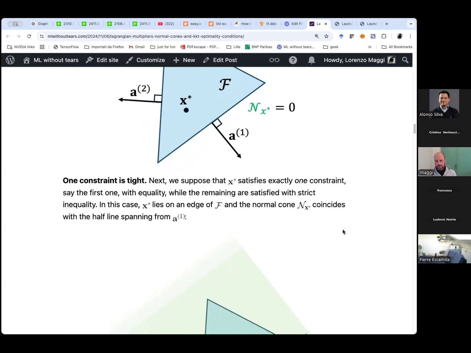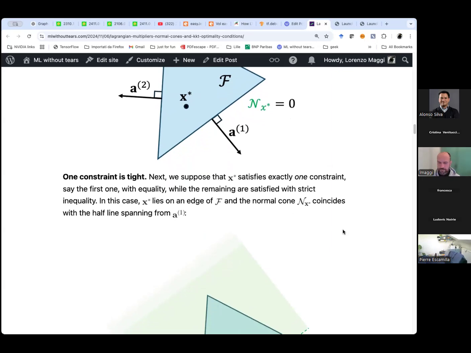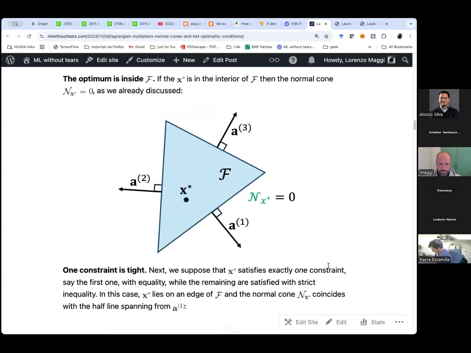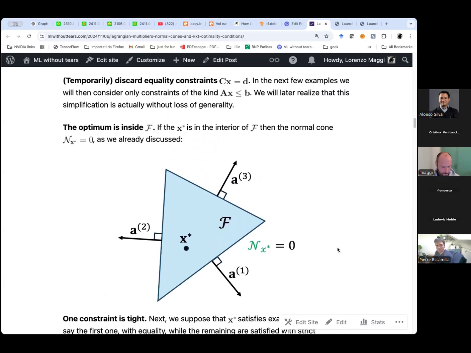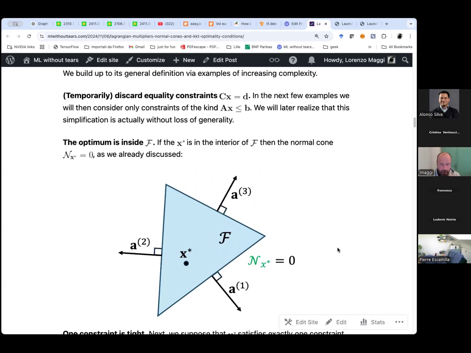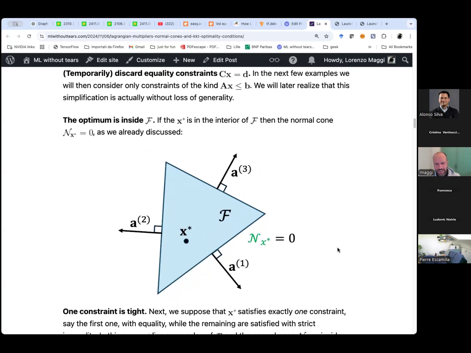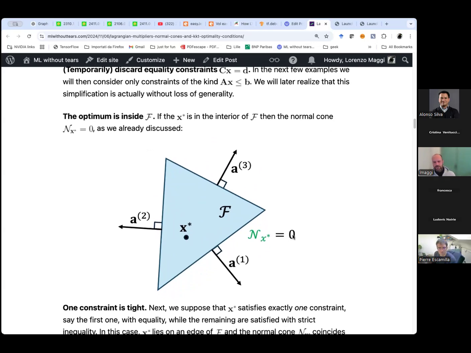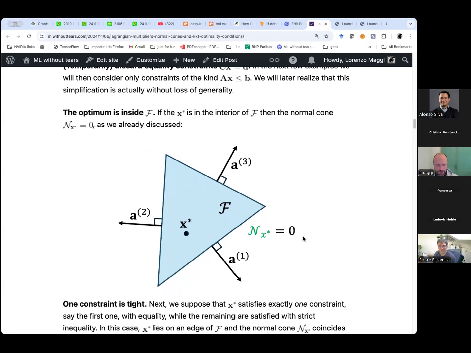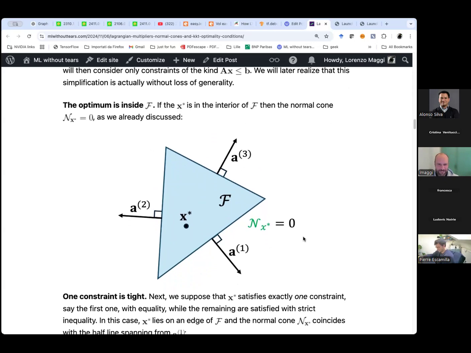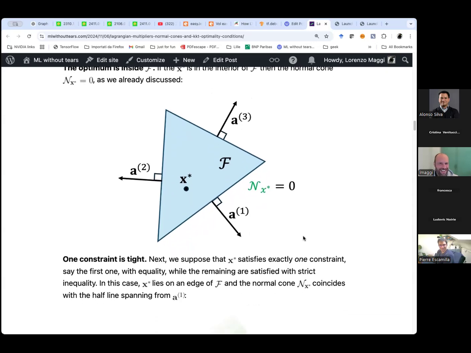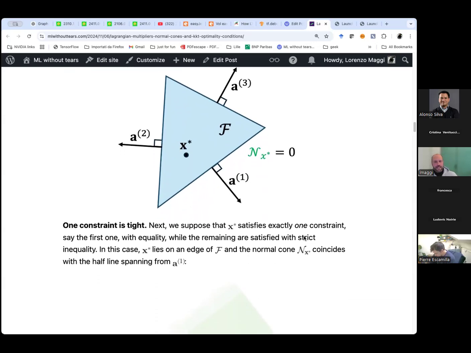Good. Lorenzo, yes? Just for the notation you use, when you say that the normal cone is 0, you mean that it only contains the null vector? Exactly. Yeah, exactly. The notation is a bit ambiguous, sorry. Probably I should put a bracket. I can change it. It's okay. It got updated quite a few times, this blog. So I received a lot of feedback. So thanks. Always welcome.